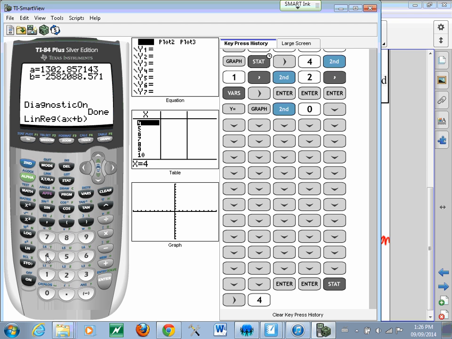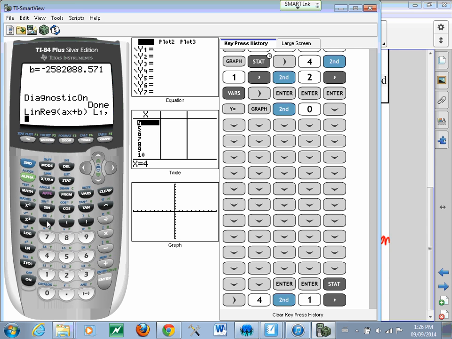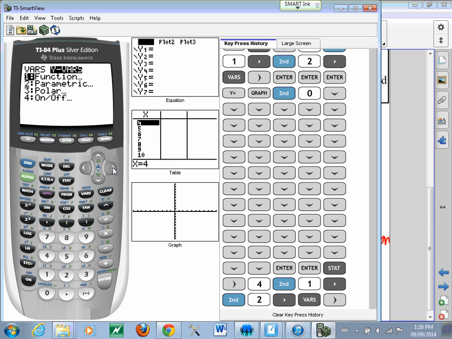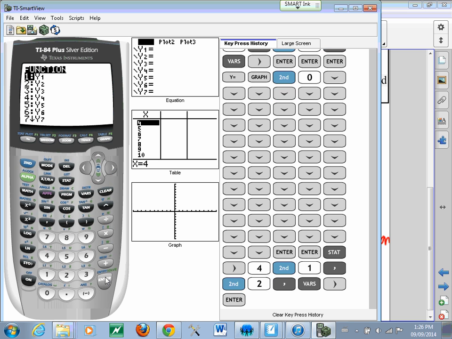I'm going to tell it where its data is, second 1, which is L1, comma, second 2, which is L2, comma. I want that equation to come up where the VARS is, so I'm going to go VARS, over to Y-VARS, hit enter. I want it in Y1. Press enter. And now, ladies and gentlemen, know your R value.